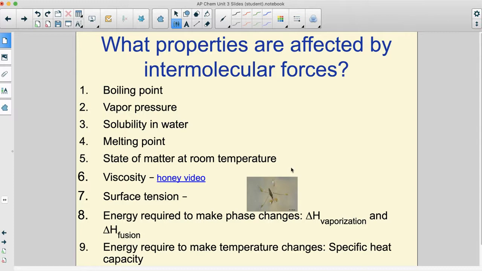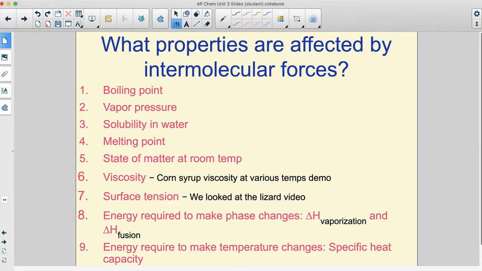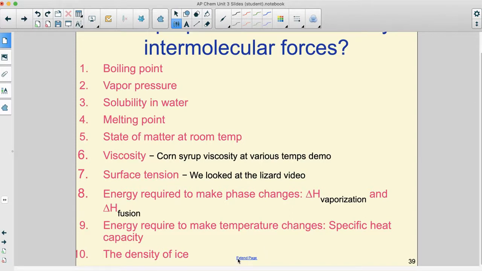So what properties are affected by intermolecular forces? Well, here's a whole list of them. Believe it or not, all of these are affected by intermolecular forces, every single one. And we will look at more of these in more detail when we get to thermochemistry. Surface tension, we've already looked at. Viscosity is how easily a substance flows, specifically a liquid substance. Though we can actually have gases flow too, so I should keep those in there.